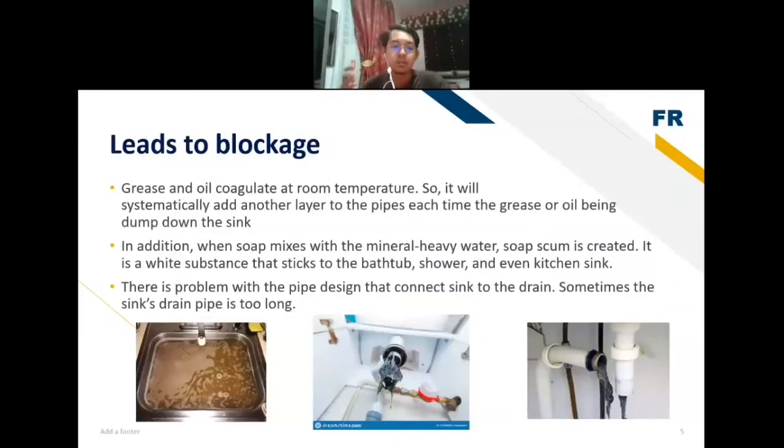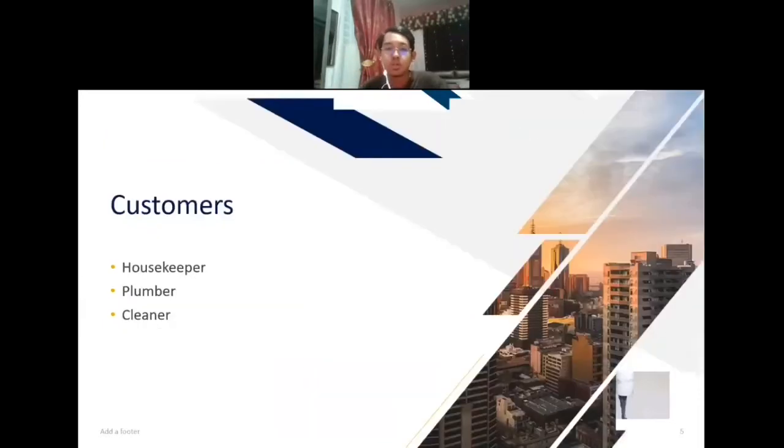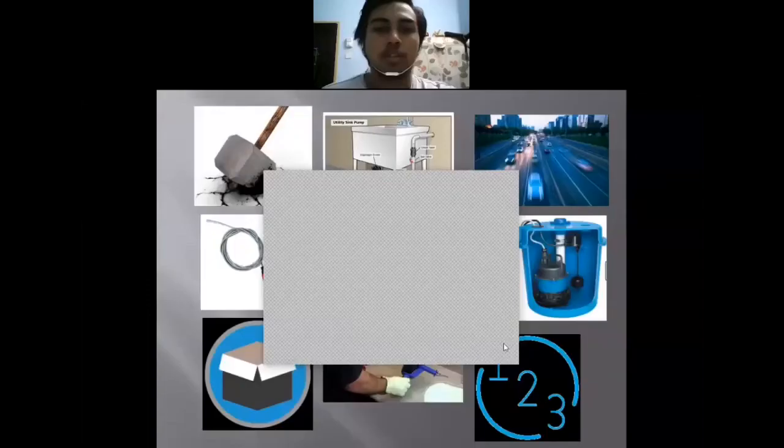These are the causes that lead to the blockage, for example, grease, oil and soap. In addition, poor pipe design connecting to the drain, maybe too long, can also lead to the blockage. These are the target customers for our product. Business opportunity.